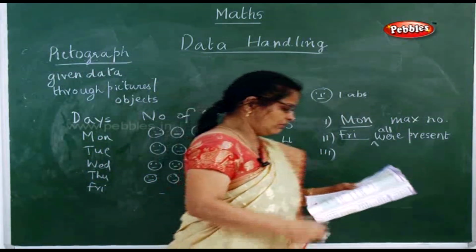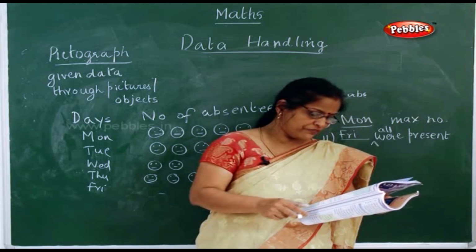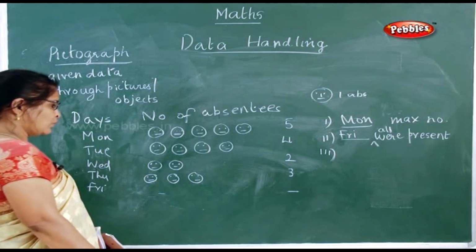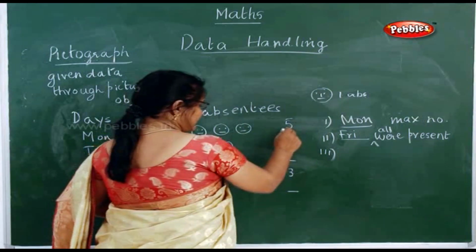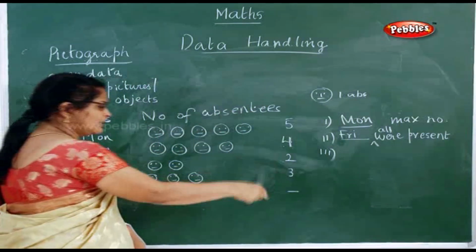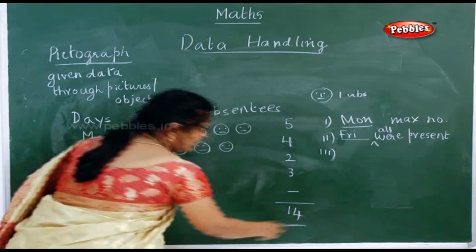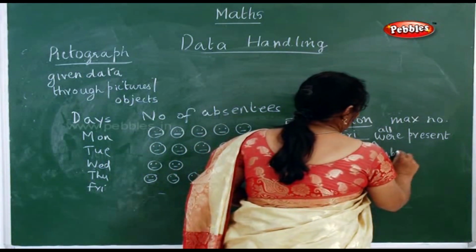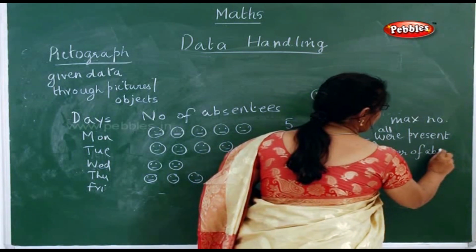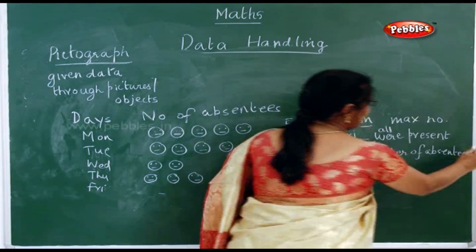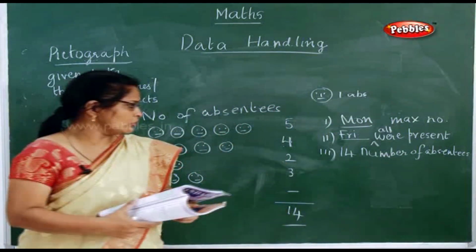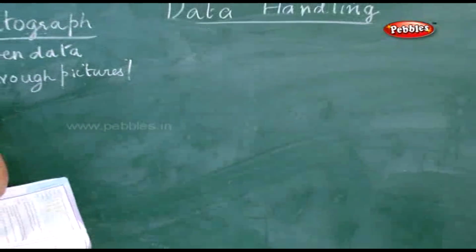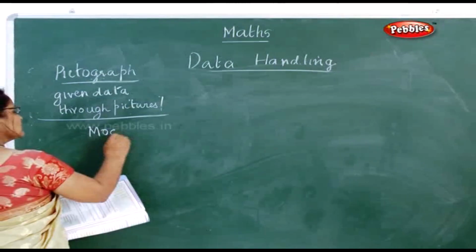Now what is the third question? What was the total number of absentees in that week? Now what will you do? 5 plus 4, 9, 9 plus 2, 11, 11 plus 3, 14. Now what you have to do? You have to write there were 14 absentees. Is it clear now? So totally there were 14 absentees. See, the next one is mode of transport.